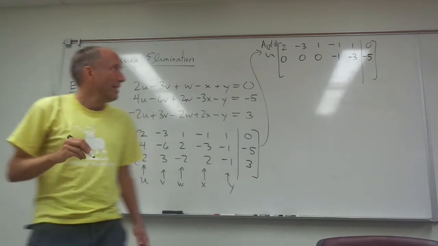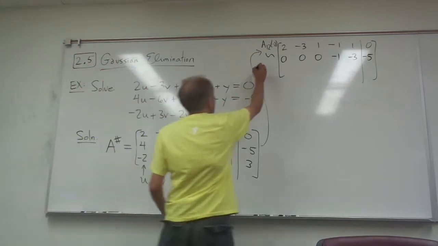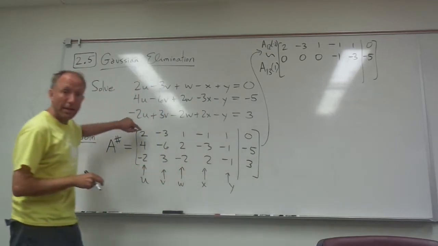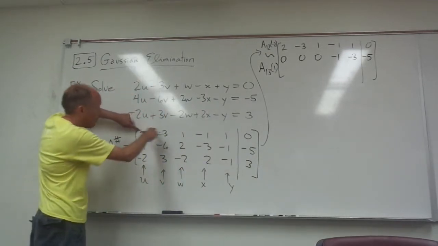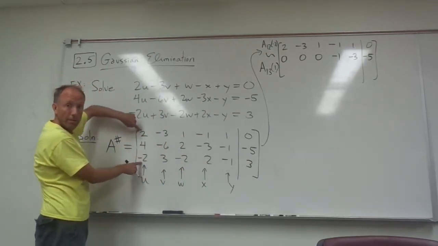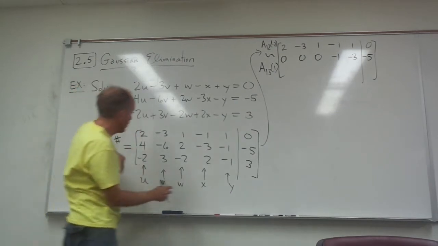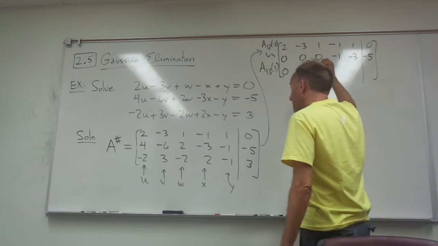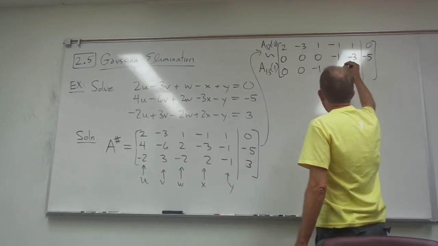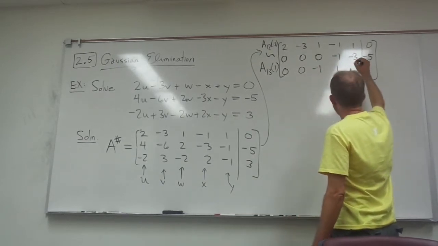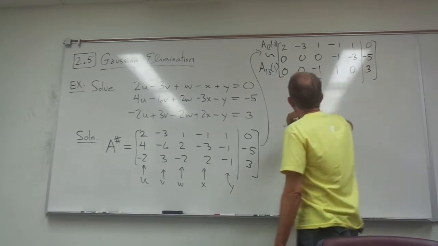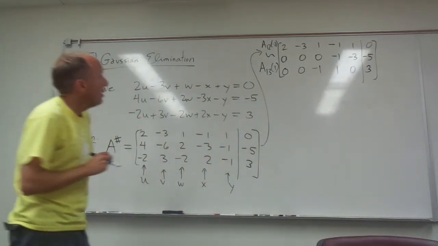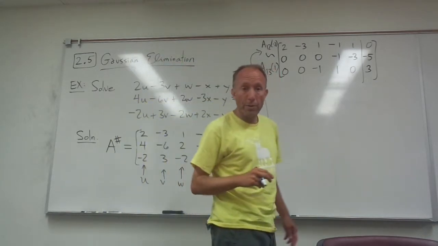Okay? Similarly, I'm going to take A13 of just 1. In other words, I'm going to add the first row times 1 to the third row. So the first row added to the third row, I'm going to get 0, 0, -1, 1, 0, and 3. Okay? Excellent.